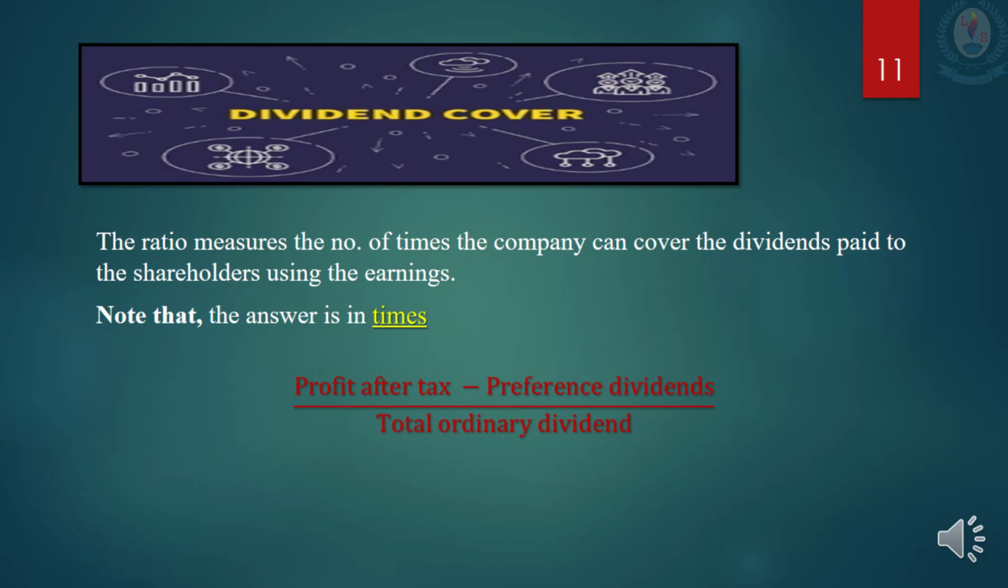Dividend cover. The dividend cover ratio measures the number of times a company can pay its current level of dividends to the shareholders. Profit after tax minus preference dividend is being divided by the total ordinary dividend paid to calculate the dividend cover. Note that this ratio is expressed in times.